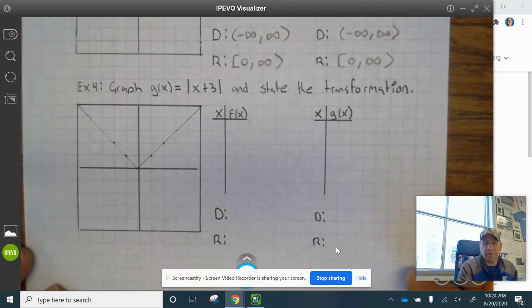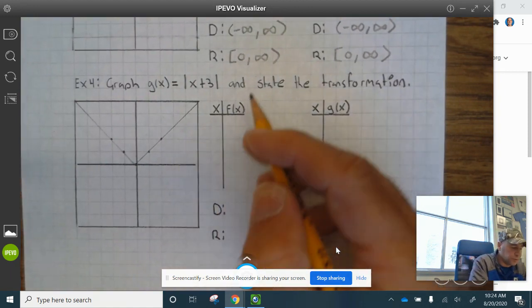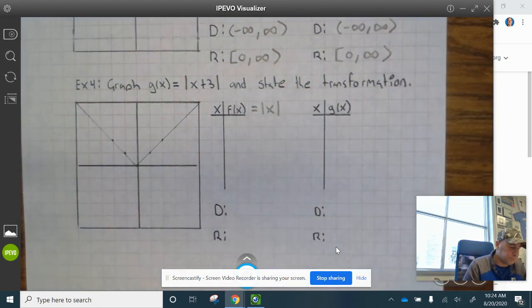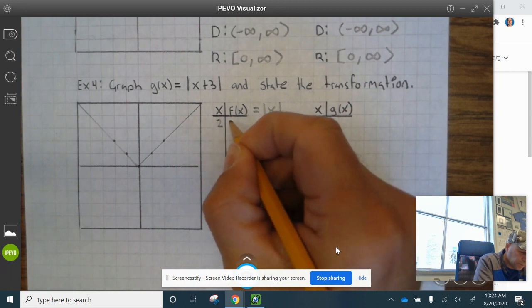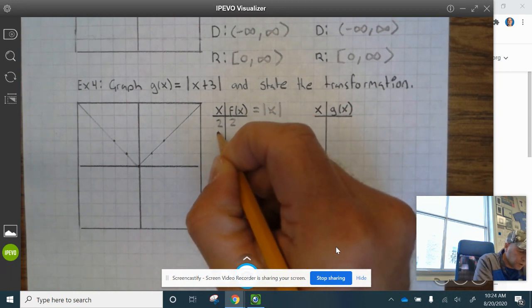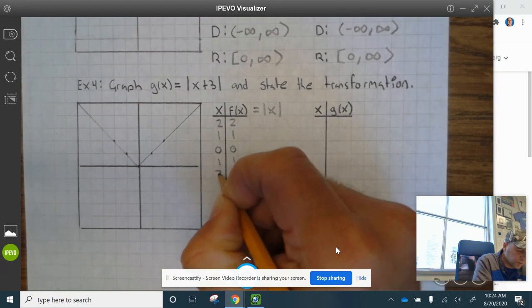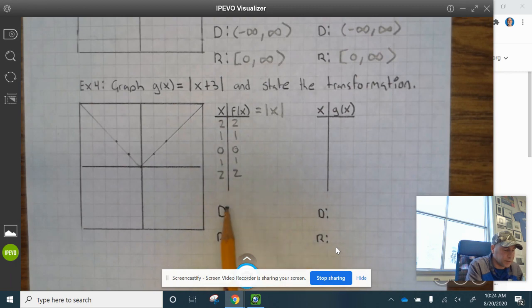All right, let's take a look at example 4. Graph g of x equals the absolute value of x plus 3 and state the transformation. Okay, so let's first get the points from the parent function f of x equals the absolute value of x. Well, that point is negative 2, 2, negative 1, 1, 0, 0, 1, 1, 2, 2. And I could have kept going 3, 3, 4, 4, 5, 5, but I think these are enough points.